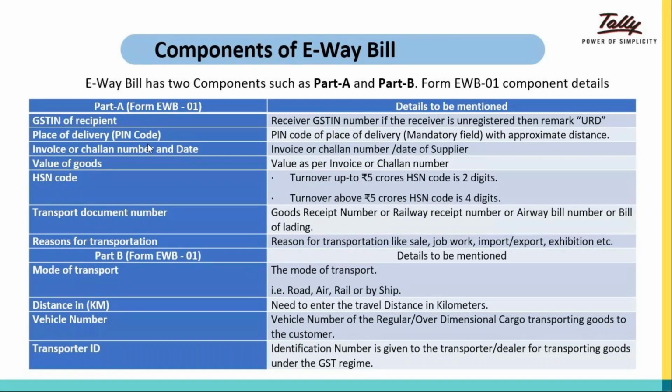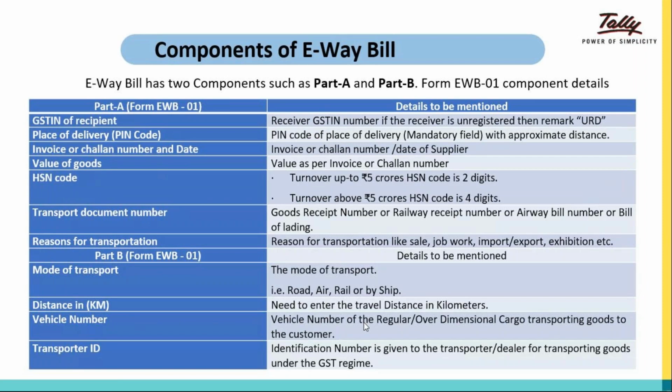Okay. Now here you have the part B details. In your part B details, you can see that the first information is the mode of transport. We need to provide the mode of transport, that means how are we transporting the goods? Is it through road, air, rail, or ship? Then we need to provide the distance in kilometers. We need to enter the total transportation distance that has to be covered in kilometers. And then we have to provide the vehicle number. The vehicle number will be the number of the vehicle which is carrying the goods while transporting it.